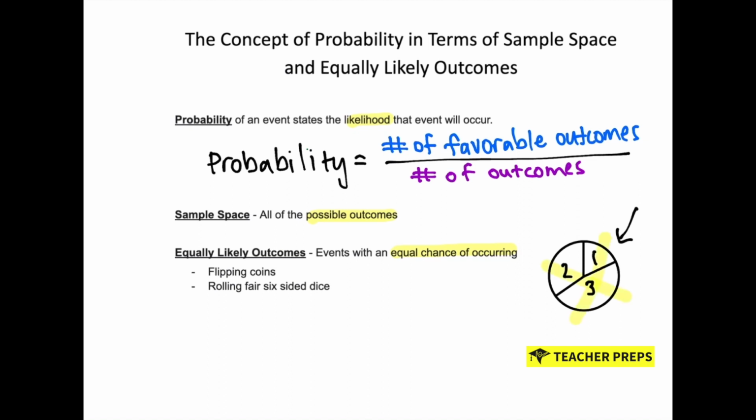Some examples of equally likely outcomes would be flipping a coin. You have equally likely chances of landing on heads as you do landing on tails. Another example would be rolling a fair 6-sided dice. You have just the same chance of rolling a 1 as you do all the other numbers.